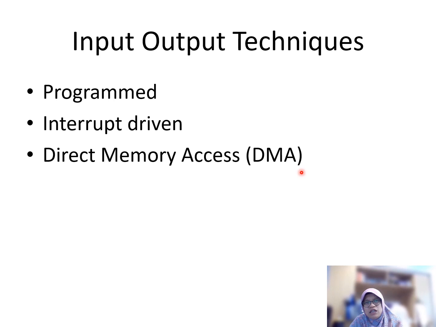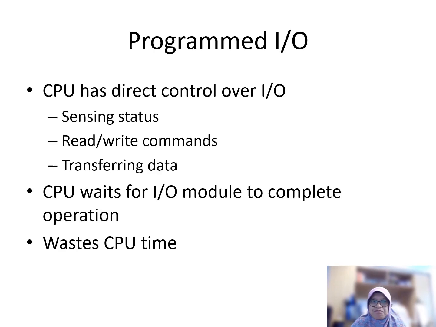So there are three I/O techniques possible for the I/O operation. One is the program I/O, two is the interrupt-driven I/O, and the last one is the DMA, or direct memory access. With program I/O, data are exchanged between the processor and the I/O module. The processor executes a program that gives it direct control of the I/O operation, including sensing device status, read or write commands, and transferring the data.